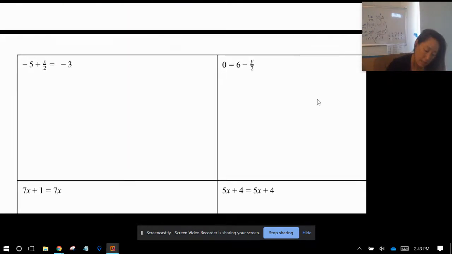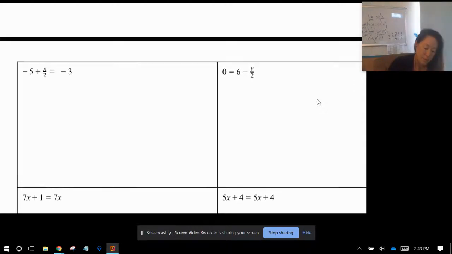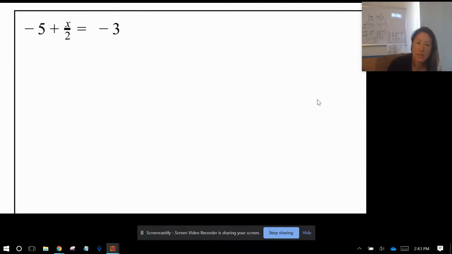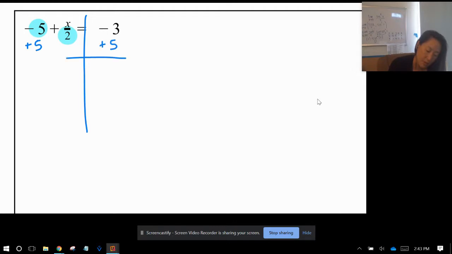Okay, last few here. So negative 5 plus x over 2 is equal to negative 3. I'll do this one with you. What do we do first? The 2 is dividing the x, and the negative 5 is subtracting from the x. So we're going to add 5 first because it's lower on order of operations. So 5 minus 5 is 0. I'm going to bring down the x over 2, giving me negative 3 plus 5 is 2.